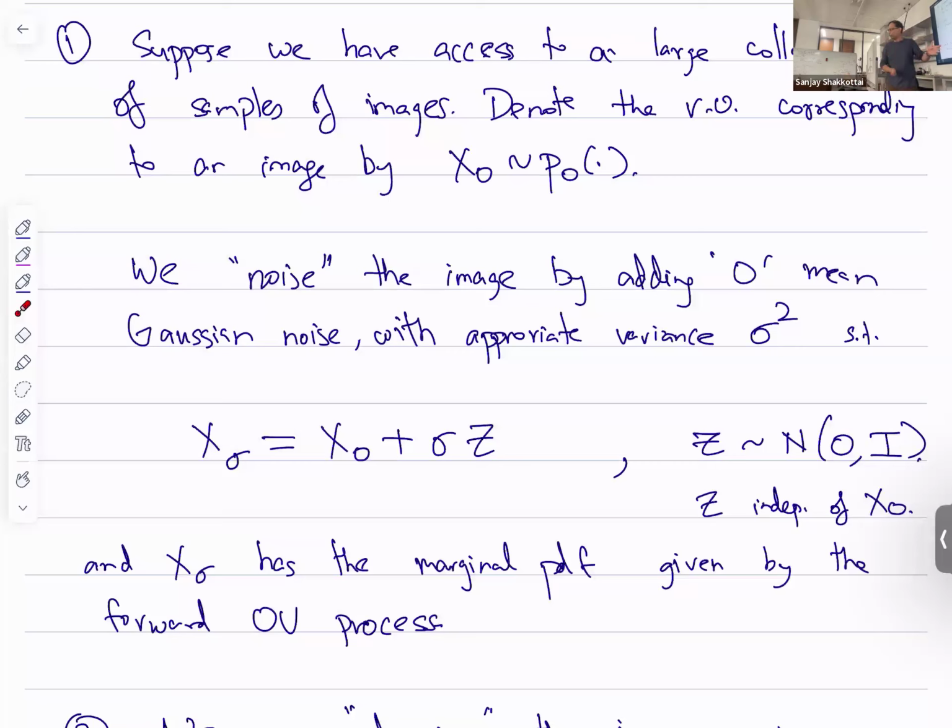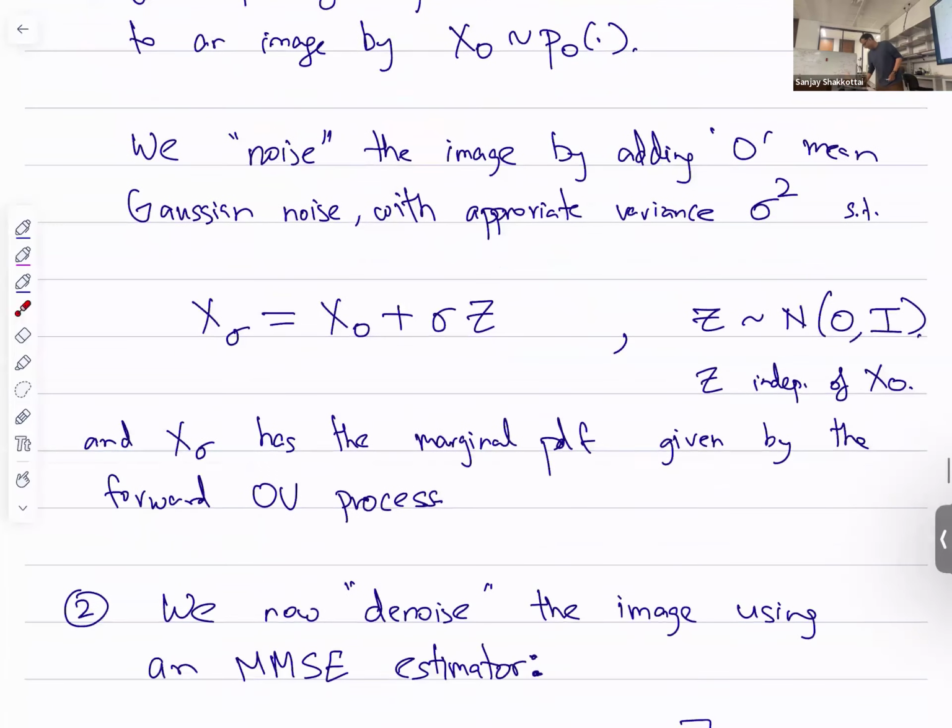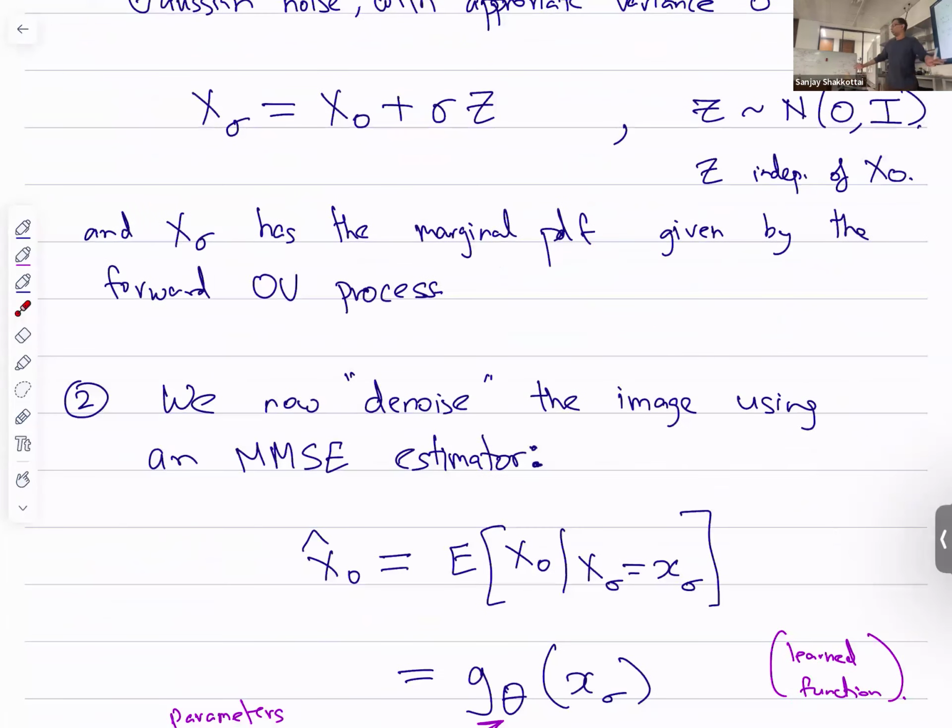I'm just saying, suppose you had access to a bunch of images and I could noise them in this way. Then I want to use mean square error, MMSE, to denoise it. Why? Because I just felt like it. Meaning I'm asking you the question, if I'm giving you a sample of X sigma, can you figure out what is your best estimate of X0 in terms of mean square error?